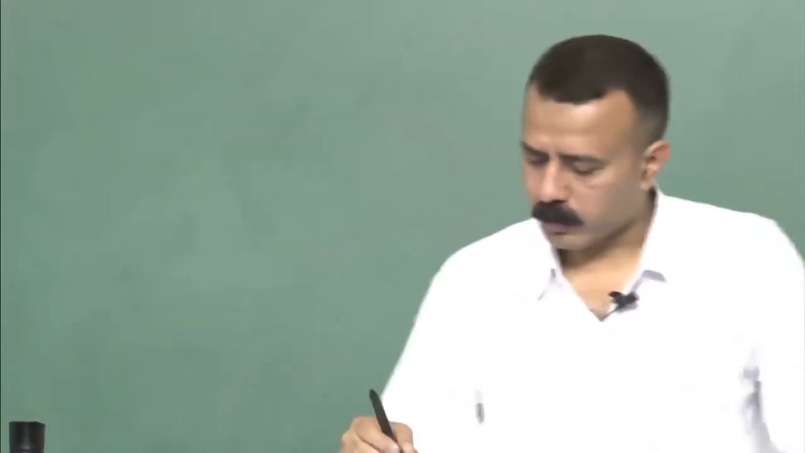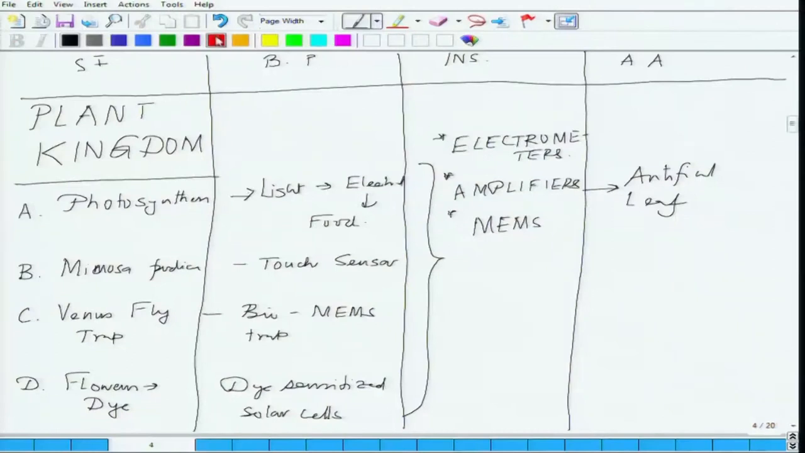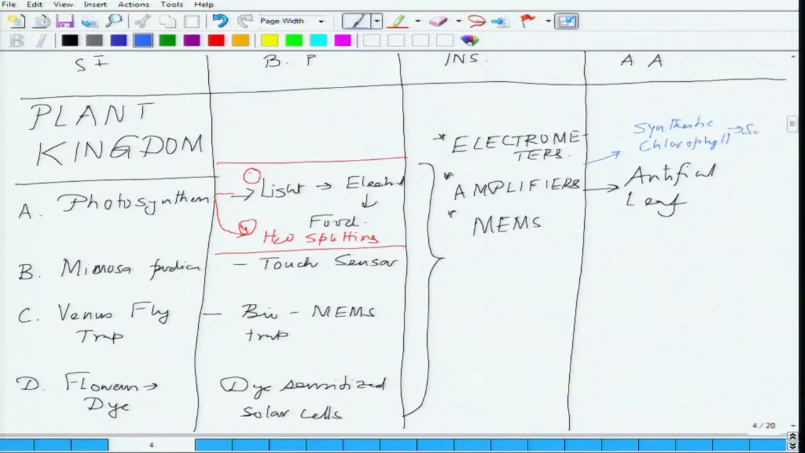So, let me make one correction here. If this is one aspect of it, there is another aspect of it, which is water splitting. And this is all taking place within the domain of photosynthesis. Okay. And we can add something else here also: synthetic chlorophyll for solar energy, artificial leaf for water splitting.